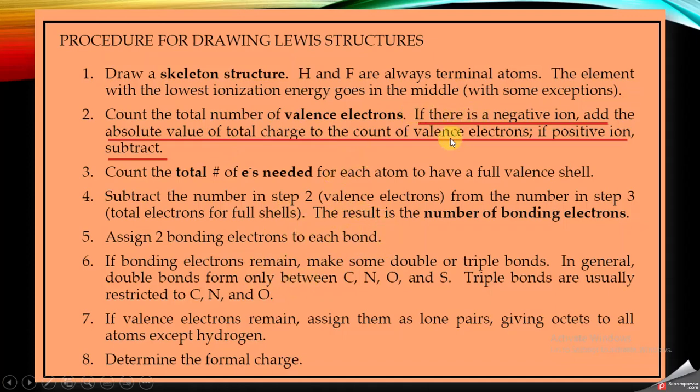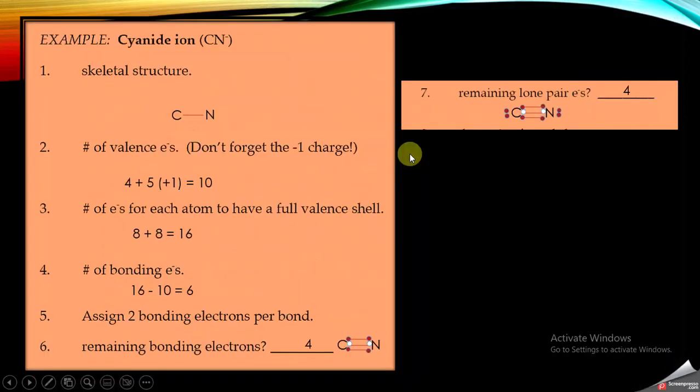Now let's see one example with a negative ion. There is the cyanide ion, CN-1. The first step is that we draw the skeletal structure CN. The number of valence electrons we count is 4 for the carbon atom and 5 for the nitrogen atom. We are adding plus 1 because we have a negative charge on the ion, which represents one additional electron. So the total valence electrons will be 4 plus 5 plus 1 equal to 10.